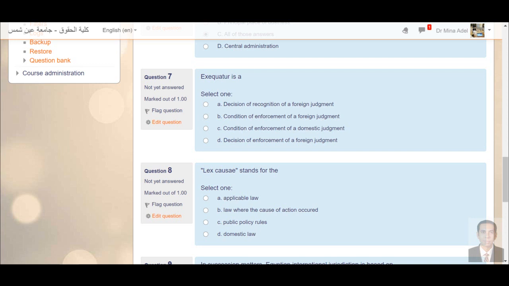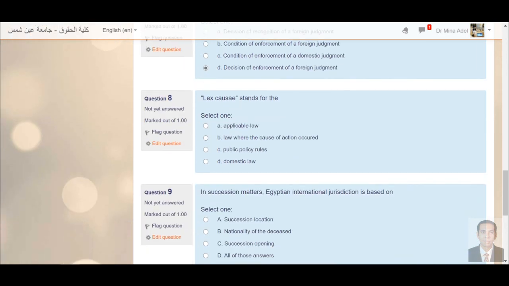So here we have remaining B and D: condition of enforcement of foreign judgments and decision. We already talked about the conditions of enforcement of foreign judgments, and exequatur is not among those conditions. So the last option is the decision of enforcement of a foreign judgment. It is a decision, as you know. So it is the last one, decision.